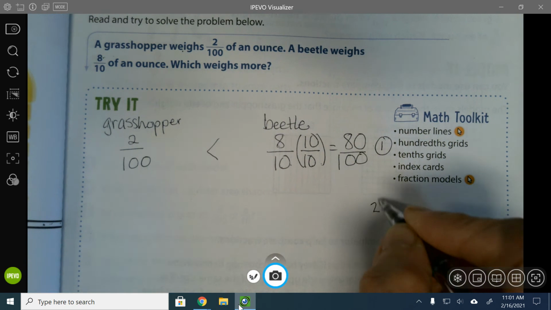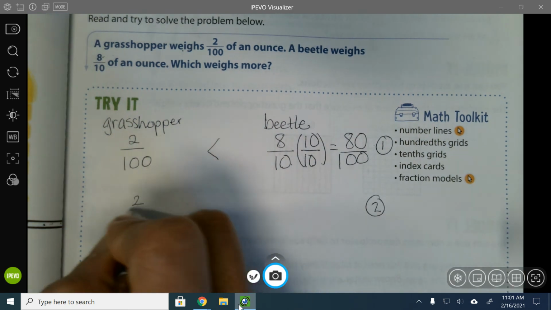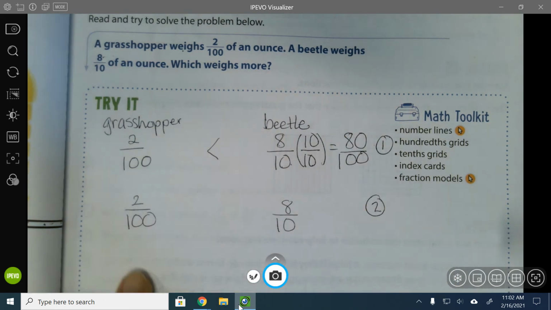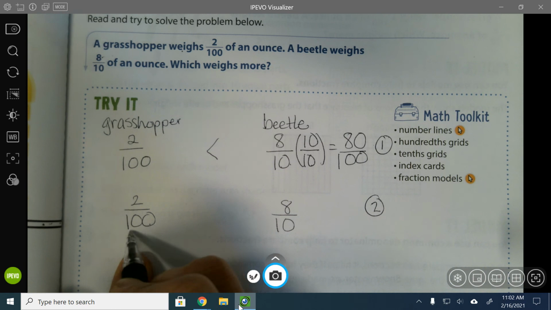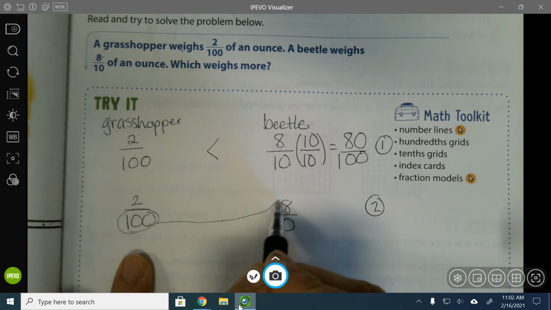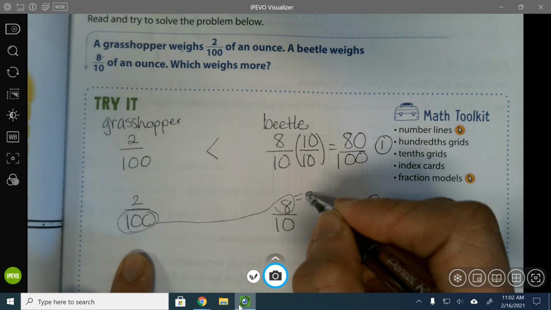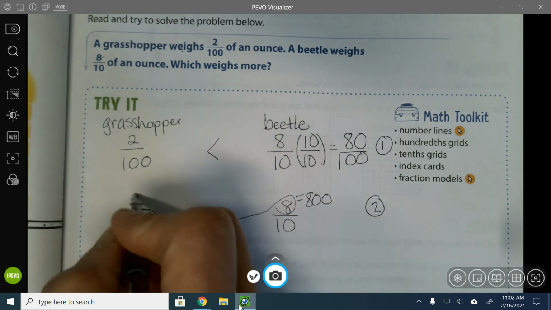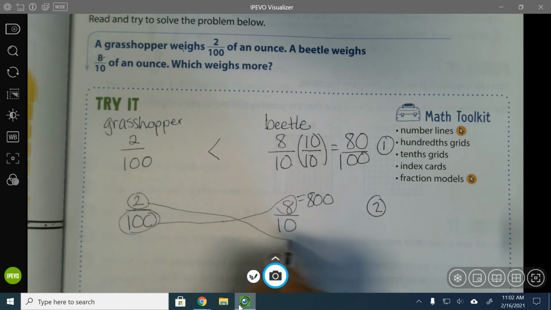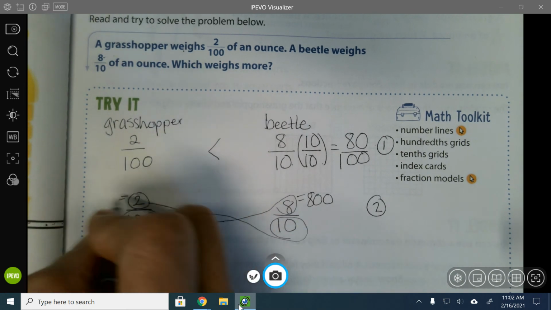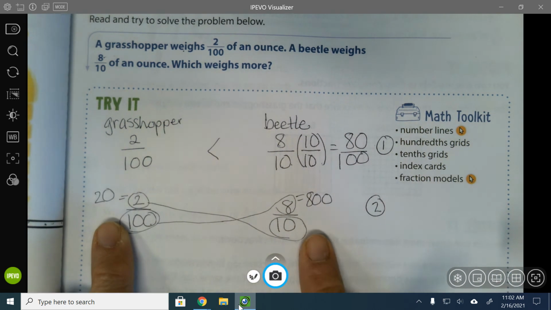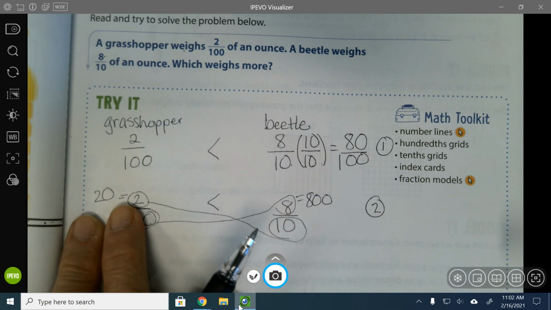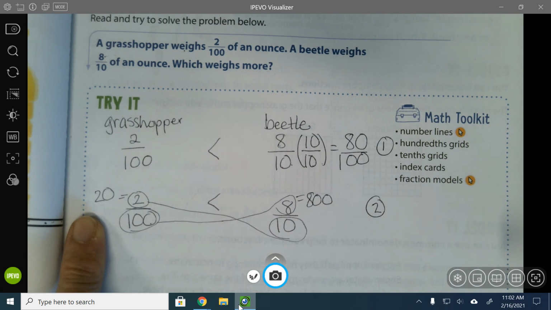Method 2, I'm going to use the butterfly. I'm going to have the same problem, 2/100, 8/10. The butterfly means I take the 100 times the 8. That will give me 800, right? 8 times 100 gives me 800. And 2 times the 10 gives me 20, right? So yes, again, the 800 is bigger than the 20. All right, so that's method number 2.